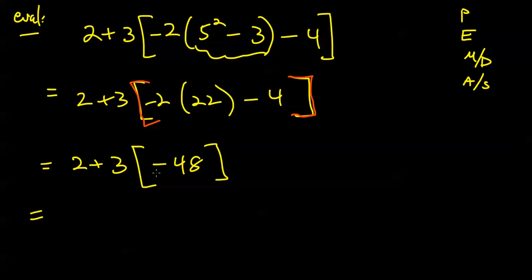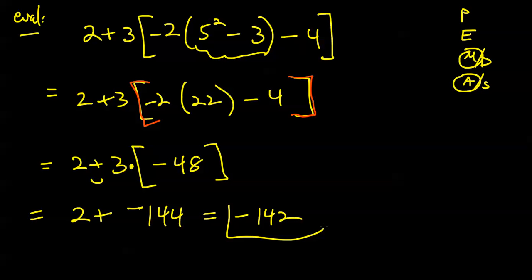That looks better already. Now I've got a multiplication and an addition, and of course multiplication always takes precedence over addition on the same line of code. So I'll say 2 plus, well, 3 times minus 48 is minus 144. And minus 144 plus 2 is, of course, negative 142. So that's my final return for that expression.